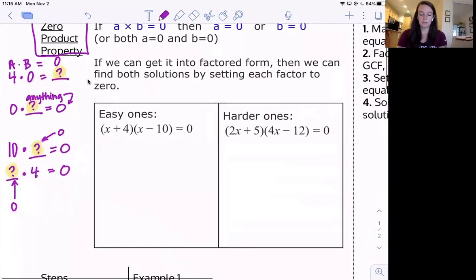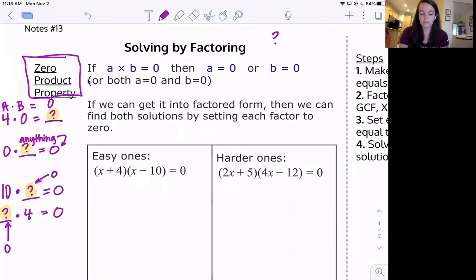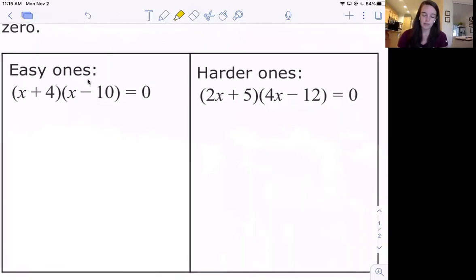So the zero product property basically just says if we have some value times some other value, and we know that it's equal to 0, then one of those things has to be equal to 0. That's the idea behind it. The way this helps us is if we can get it into factored form and we know that it's equal to 0, then either this is equal to 0 or this is equal to 0. We don't necessarily know which one, so we're going to solve for both of them.